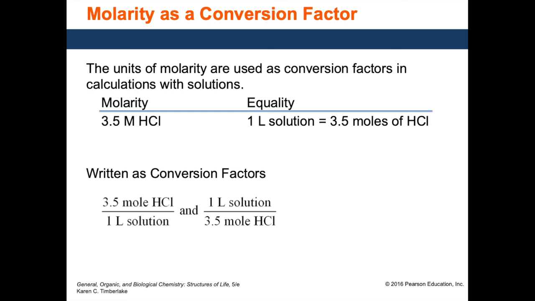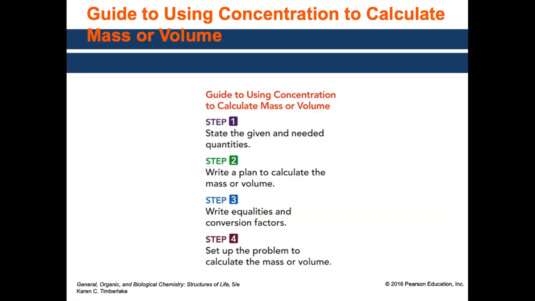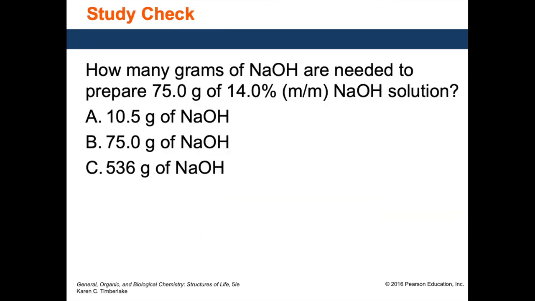Okay, so in this example here, we have a 3.5 molar solution of HCl. What that tells us is there's 3.5 moles for every 1 liter, so we could write that out in our fraction. There's 3.5 moles of HCl per liter of solution, and vice versa. There's 1 liter of solution for every 3.5 moles of HCl. Okay. So let's use these conversion factors accordingly.